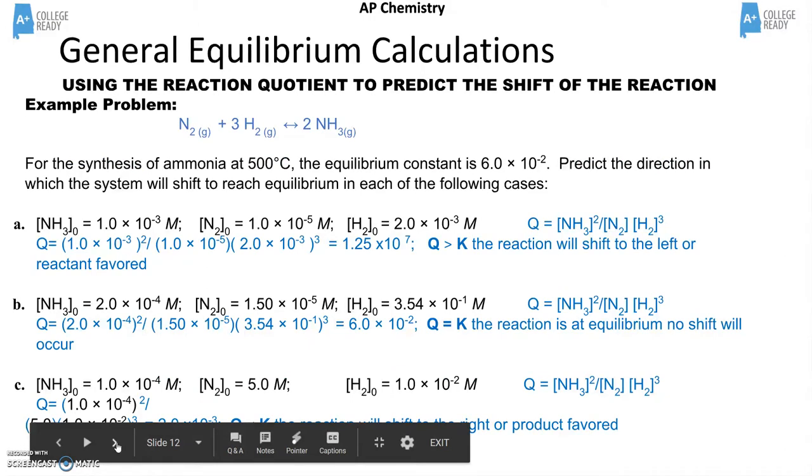Let's take that Haber process and look at various conditions. If you want to pause the video and take your time to plug these in, follow along as I've written the example out for you. You can look at A, B, and C. I've given you a condition for each one, where in A, Q is greater than K, the reaction is going to shift to the left, reactant side favored. B is where the value of Q is equal to K, because K is in our problem at the top. And then C, where Q is less than K, and it's going to be product favored.